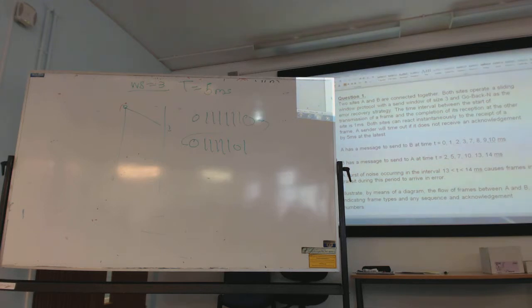Illustrate by means of a diagram the flow of frames between A and B, indicating frame types and any sequence or acknowledgement numbers. I'll give you 10 minutes, and I'll do it afterwards, okay?